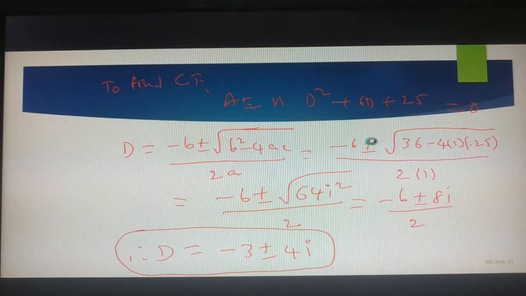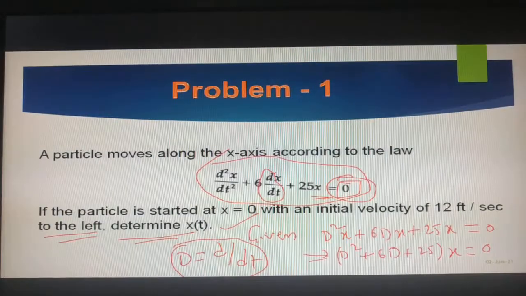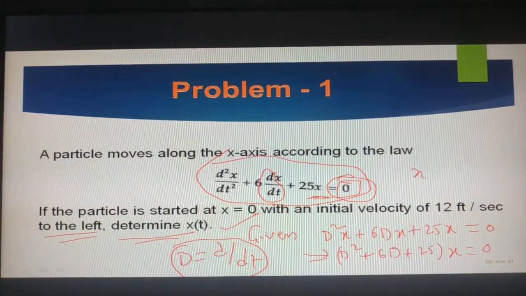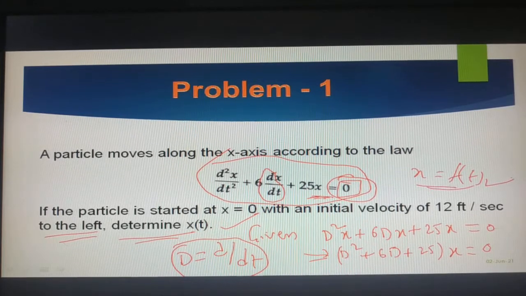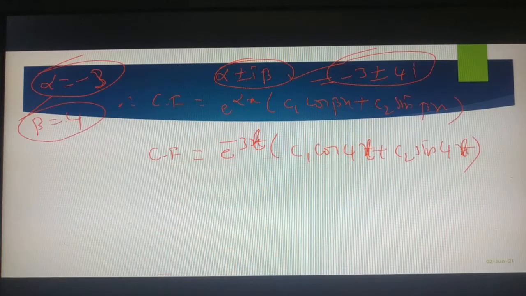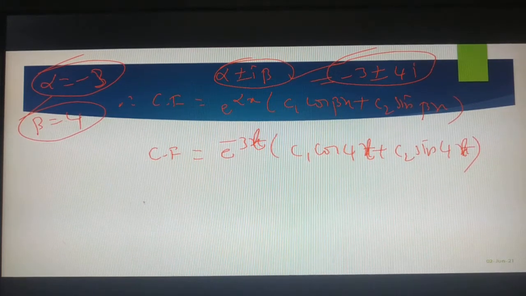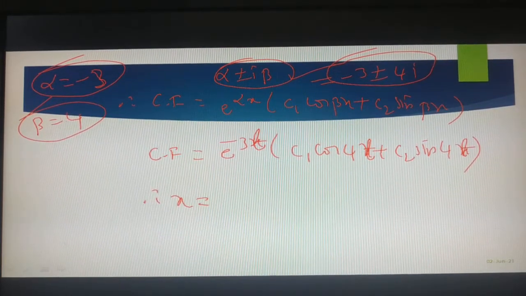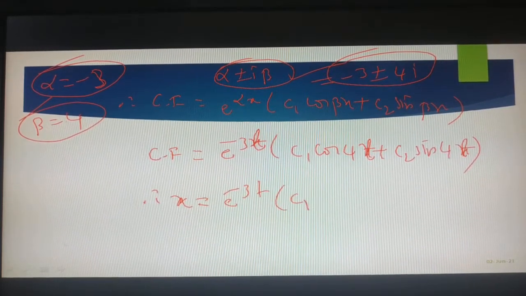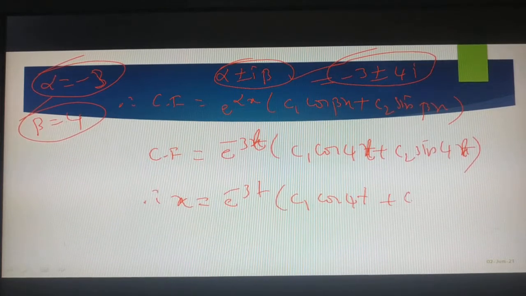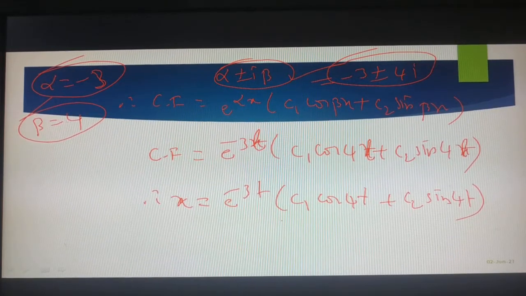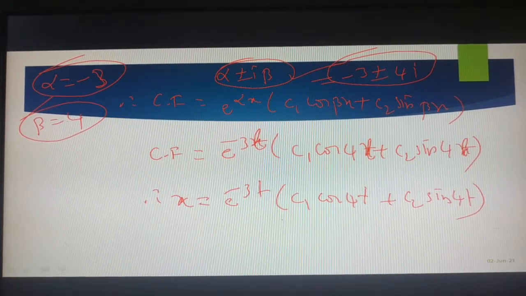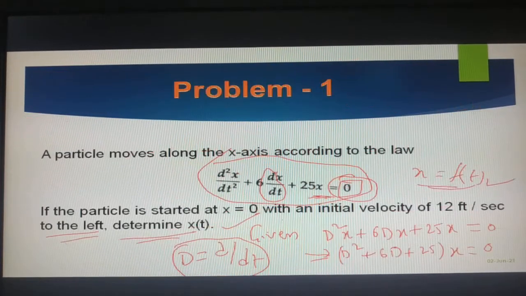So this complete solution, we are solving for x in terms of t. x is equal to, in terms of t, we are going to get the solution. Let me write it up. Therefore x is equal to, because there is no particular integral for this problem, e power minus 3t (c1 cos 4t plus c2 sin 4t). Right? Now this is the analytical solution, the general solution we have with us.